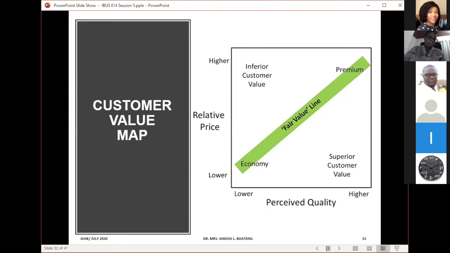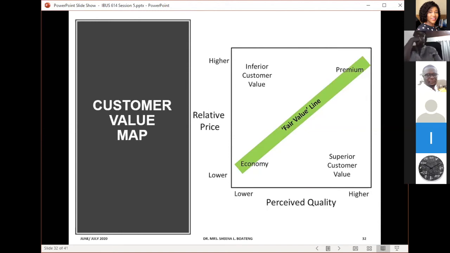So again, I use this example, the Samsung NASCO juxtaposition. Samsung is more towards the premium end of the fair value line, whereas NASCO is more towards the economy end. We can also talk about LG and Boom, where Boom is more towards the economy end, and LG is more towards the premium end. And then we can have brands who are all across the fair value line, and brands that situate themselves on one extreme end of the fair value line.